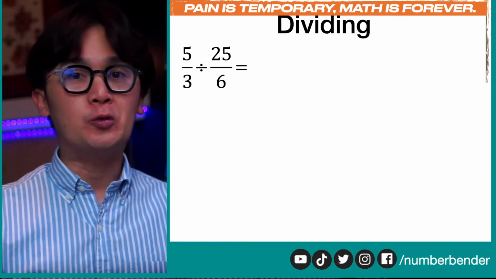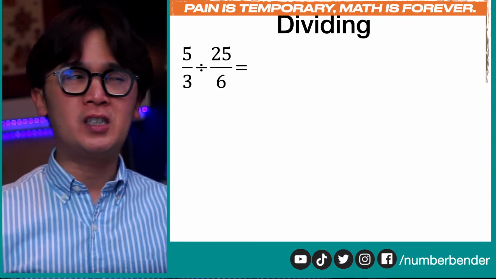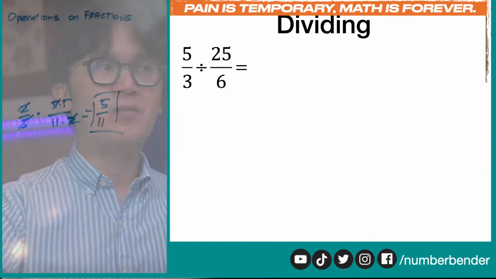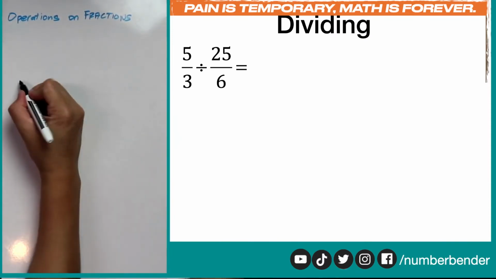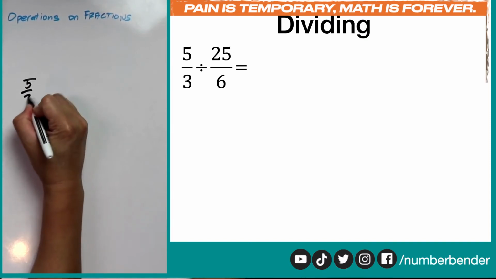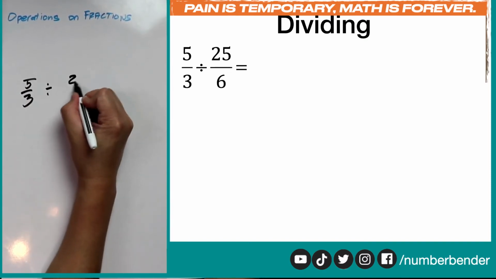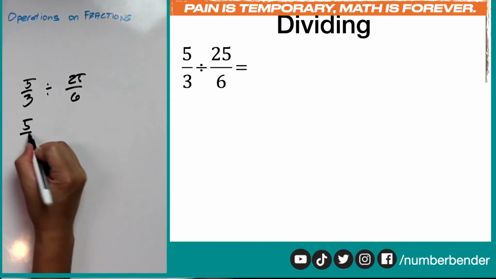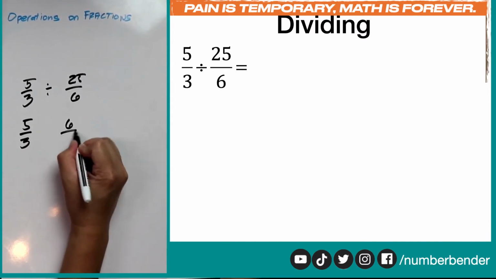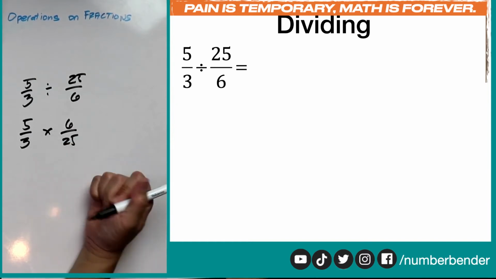So how are we going to use that in our problem on division? We have 5 over 3 divided by 25 over 6. Let's copy the problem: 5 over 3 divided by 25 over 6. The rule for division is copy and flip, and then proceed to multiplication.